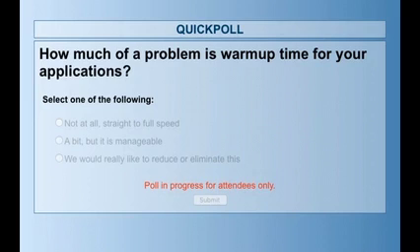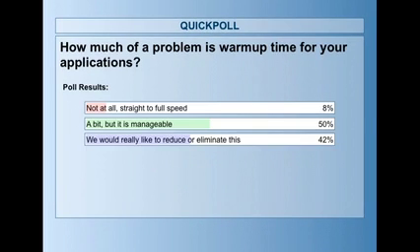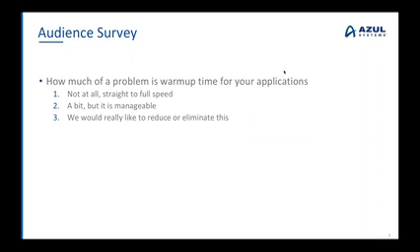So if I just give you a couple of seconds more, and then if we close the poll and have a look at the results, what we should see, hopefully, is some results. Yes, there we go. Okay, so that's interesting. So 8% said it's not a problem at all. Half of the audience say it's a bit of a problem, but it's manageable, and quite a significant proportion of the audience, 42%, would like to reduce this or eliminate it completely. So that's good, because if I go back to my slides now, what I'm going to talk about for the rest of the presentation is how we can address this particular issue.